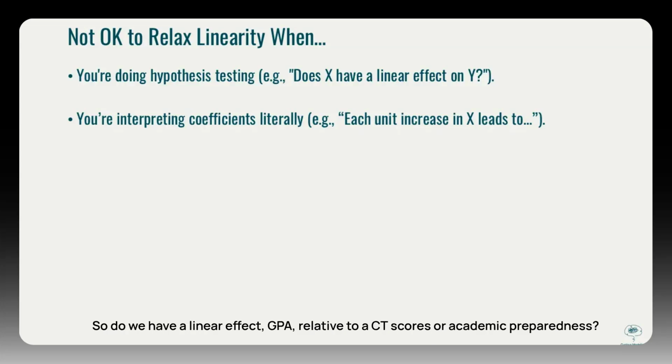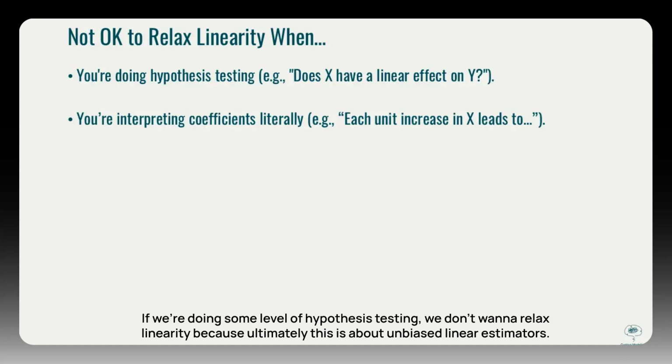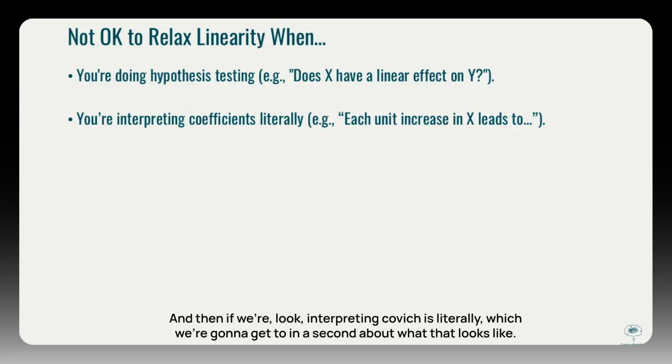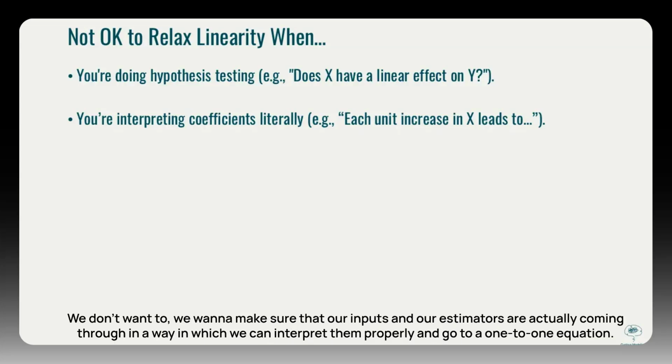So do we have a linear effect of GPA relative to ACT scores or academic preparedness? If we're doing some level of hypothesis testing, we don't want to relax linearity, because ultimately this is about unbiased linear estimators. And if we're interpreting coefficients literally, which we're going to get to in a second, we want to make sure that our inputs and our estimators are coming through in a way in which we can interpret them properly and go to a one-to-one equation.